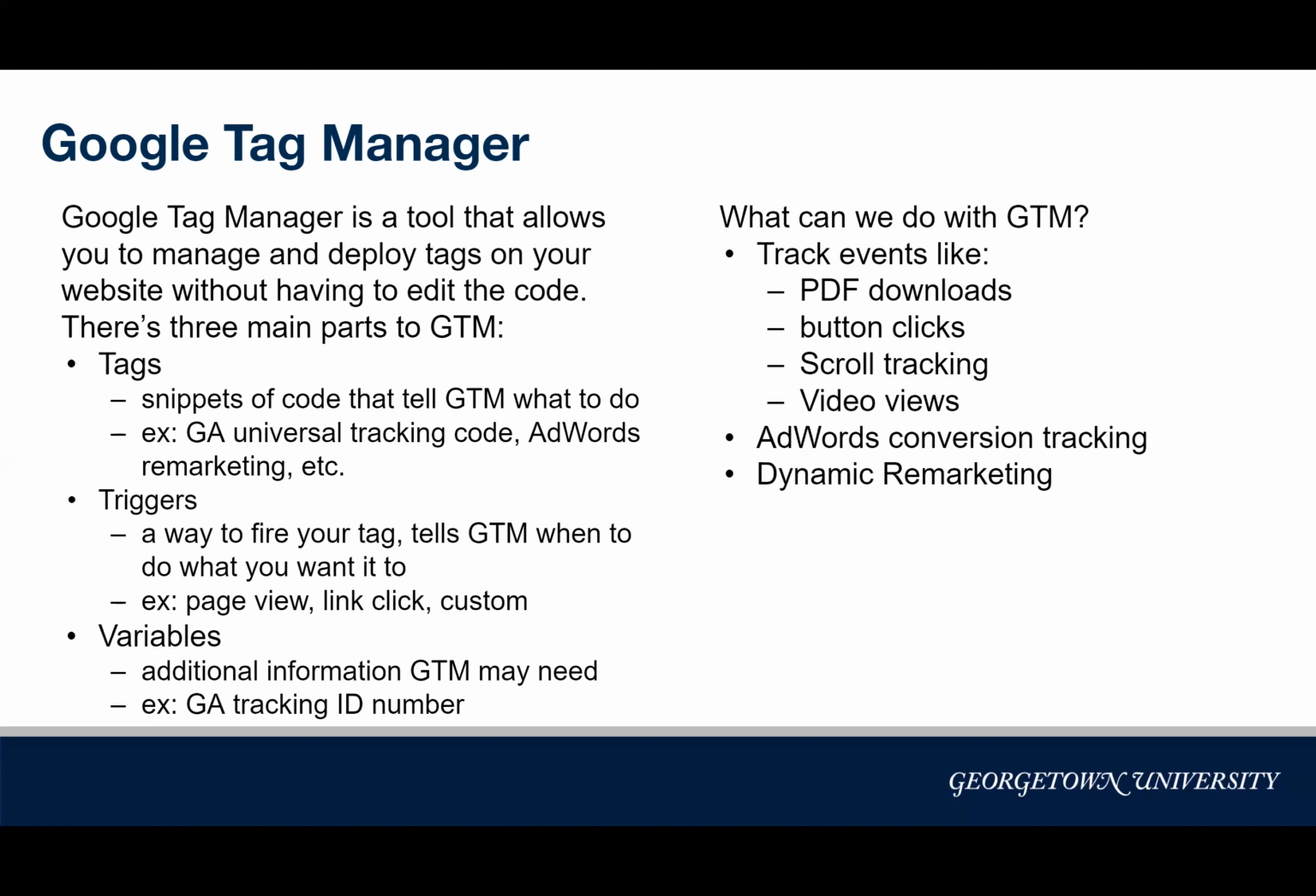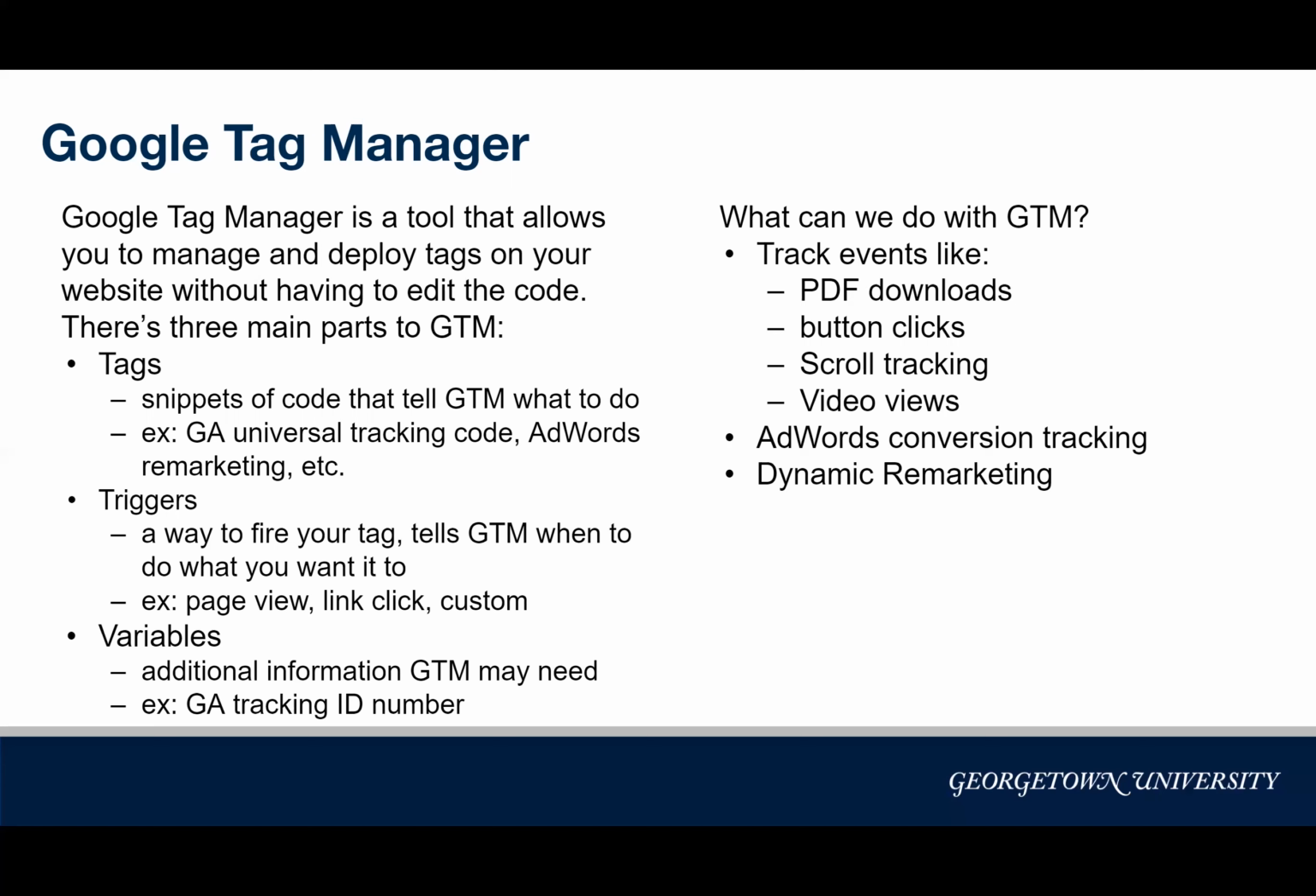And there's three main parts to Google Tag Manager: the tags, the triggers, and the variables. The tags are the snippets of code that tell Google Tag Manager exactly what to do. And you can actually use Google Tag Manager for different things other than Google Analytics. So because of that, there are going to be different types of tags. There's the Google Analytics Universal Tracking Code tag, which is the one we're going to be working with, but there are also tags for things like Google AdWords remarketing.